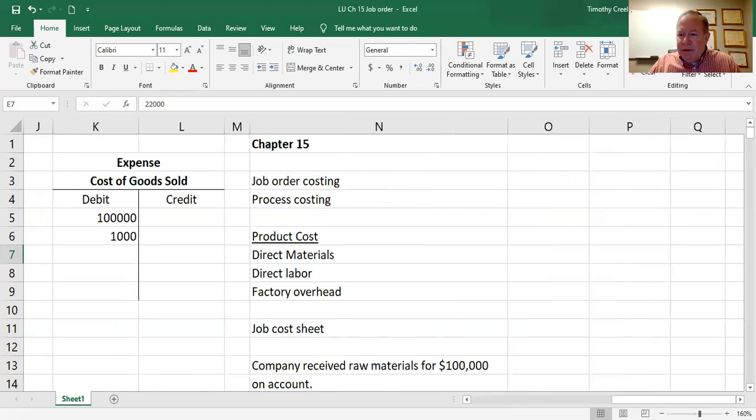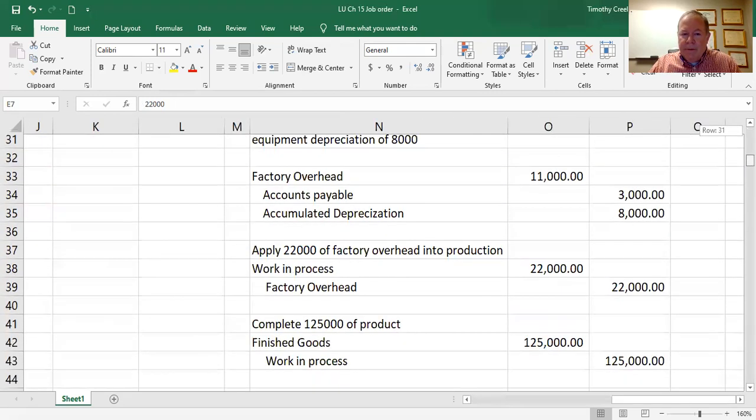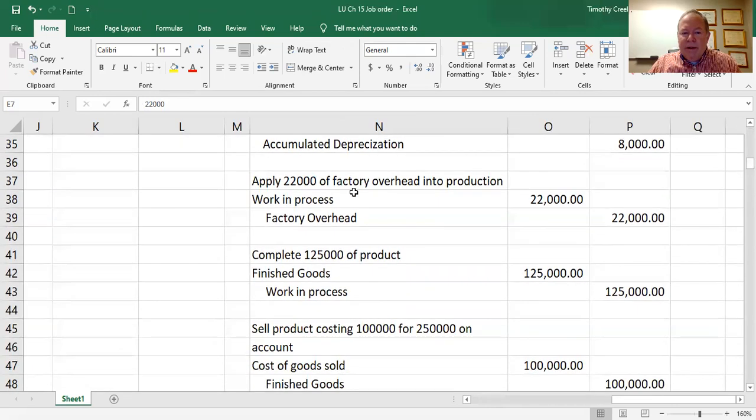And so let's look at our journal entry. We would debit work in process, and we would credit factory overhead. Remember that we debit where it's going into work in process. We credit where it's coming from, so we credit factory overhead.